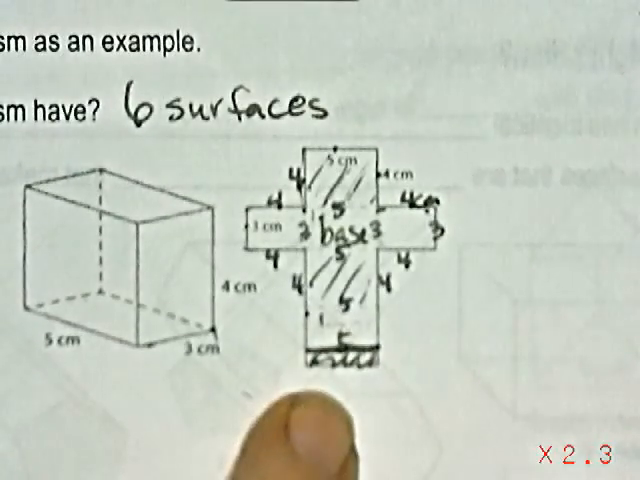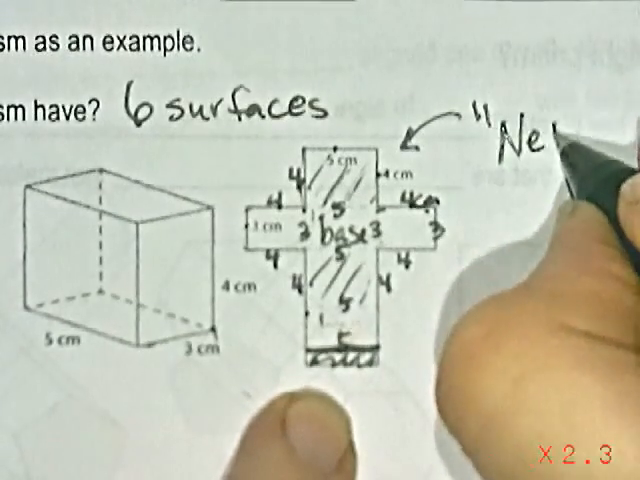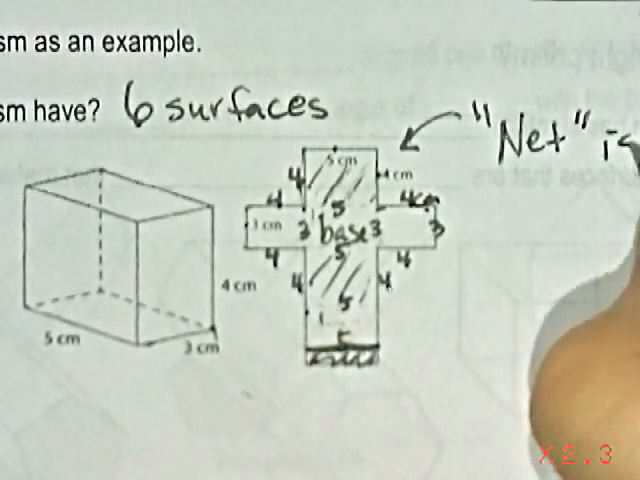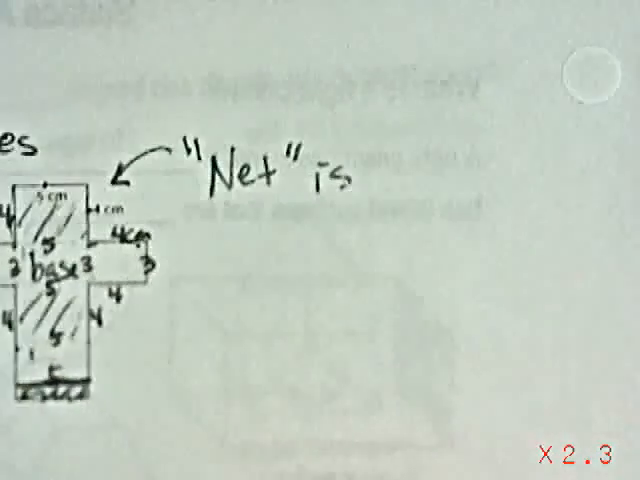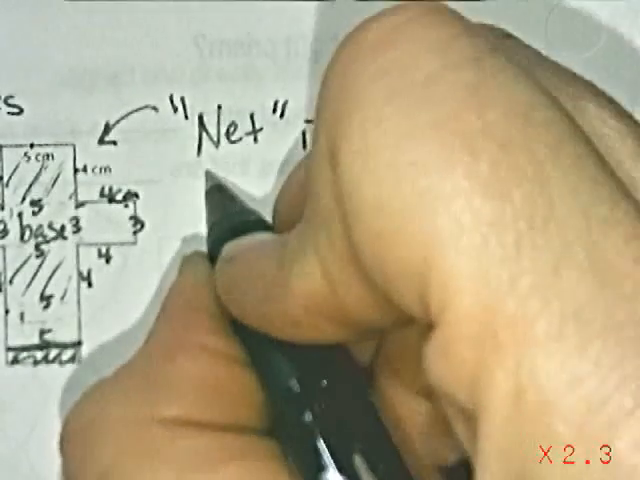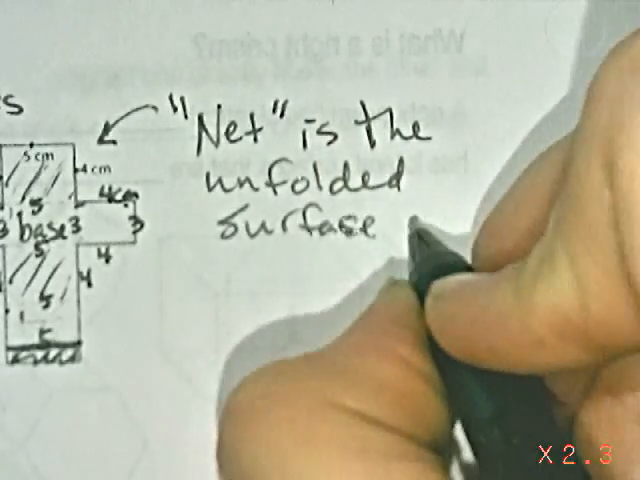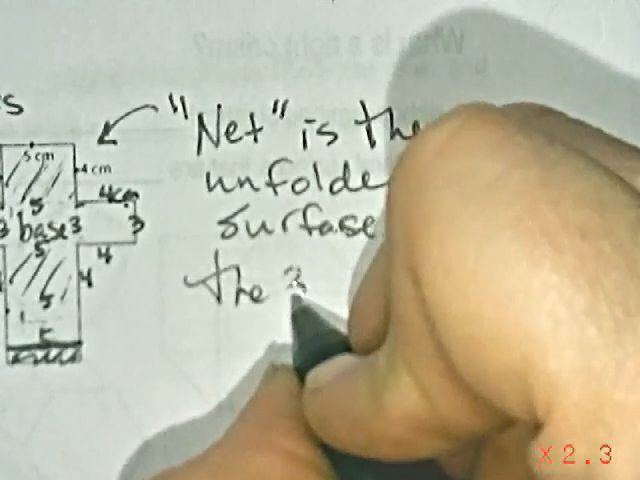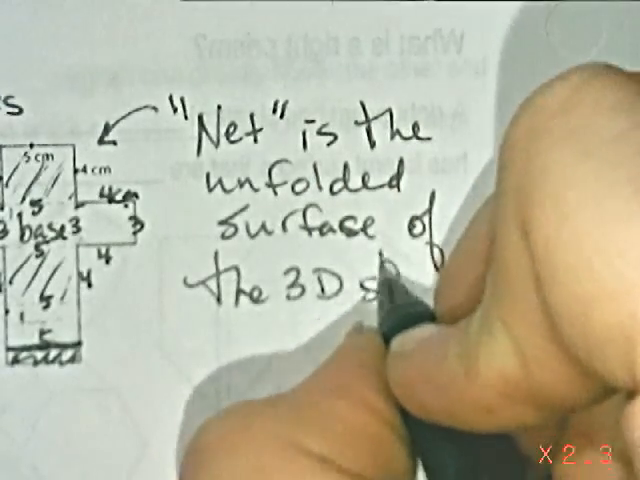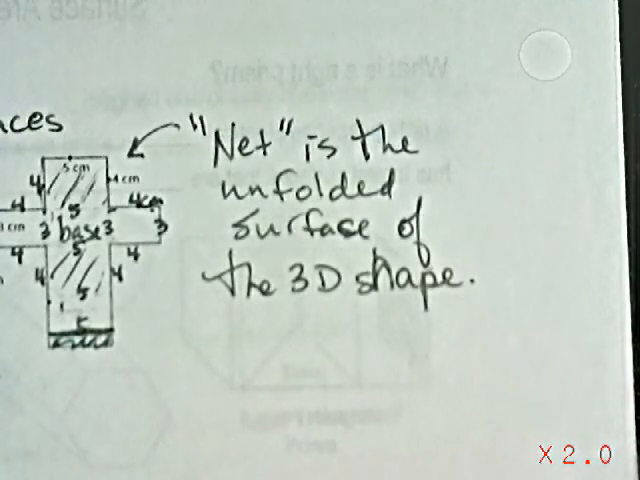And so we can see that when we've got our net, the net is the unfolded surface of the 3D shape. And just remember that we get a lot of duplicates in our nets with those unfolded surfaces.